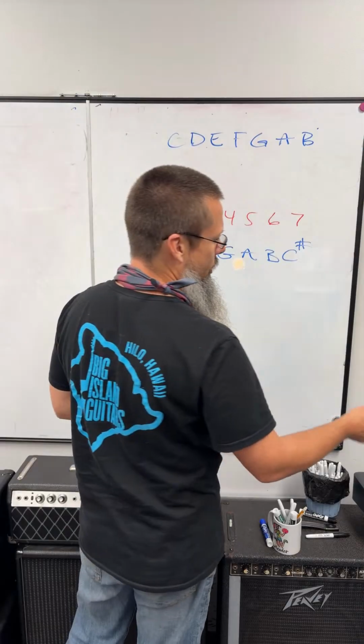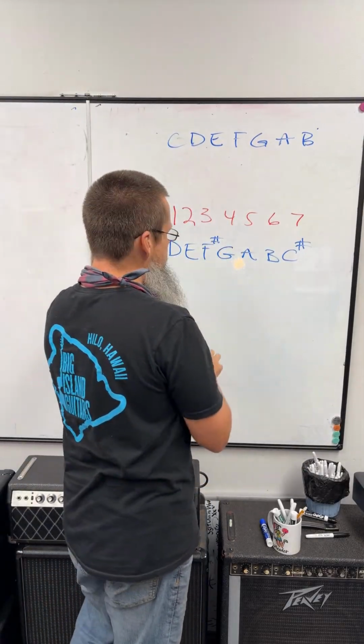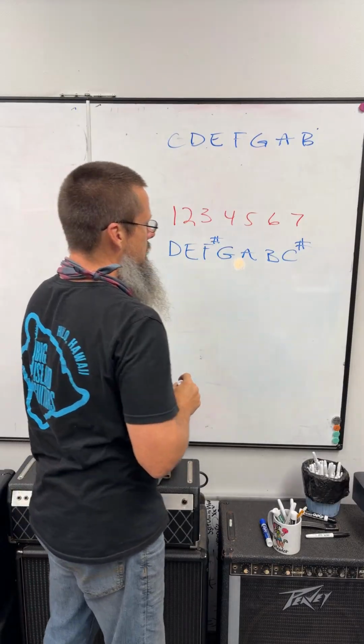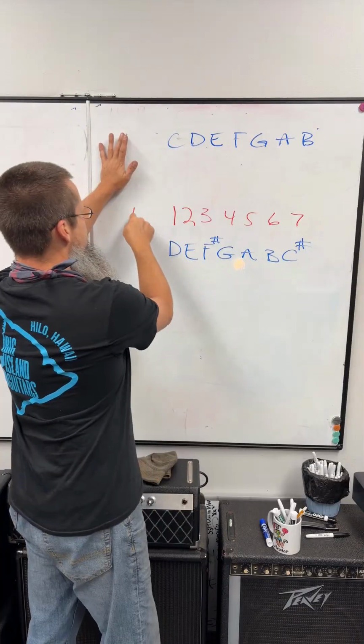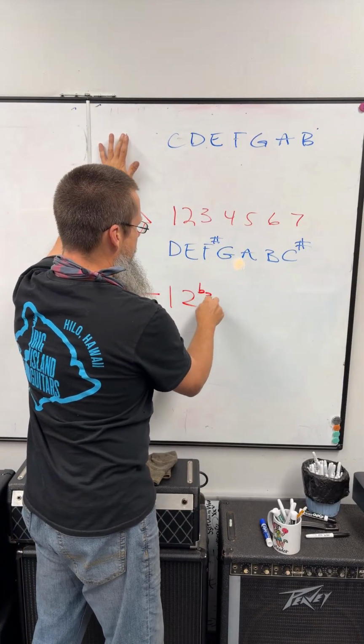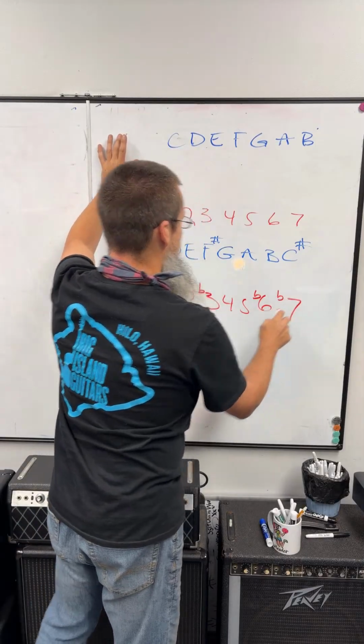Correct, but that's not what you're working on. We're working on D right now. So play a D major scale. How do you make a major scale into a minor scale? You flatten the third, you flatten the sixth, and you flatten the seventh.